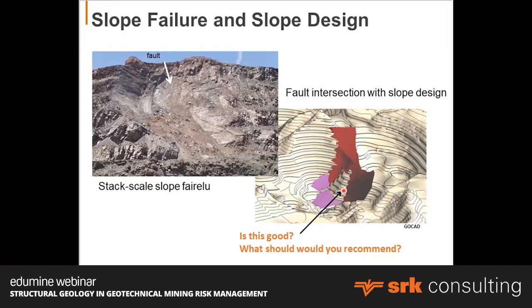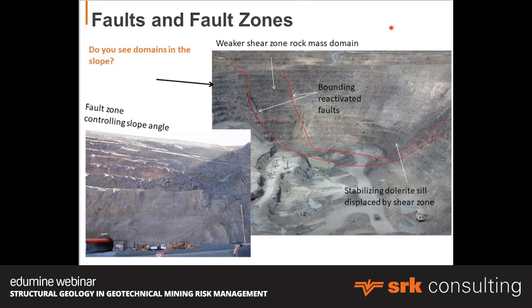Here you've got a convex bulge in the slope, and you've got a fault behind it. This is a very likely scenario where you'd get a failure. Right, so here's some more examples. You've seen this where the fault zone's controlling the slope. Here you can see different domains. Here you've got a massive fault shear zone, a ductile system that reactivated a brittle fault system, and you can see how the rock is behaving differently. Here you've got a dolerite sill that's stabilizing the slope.